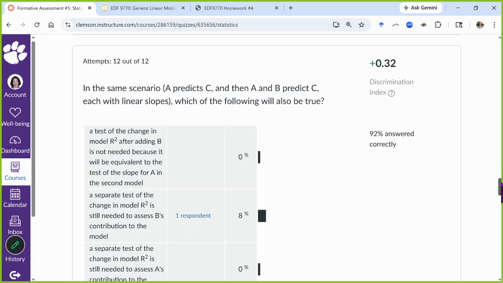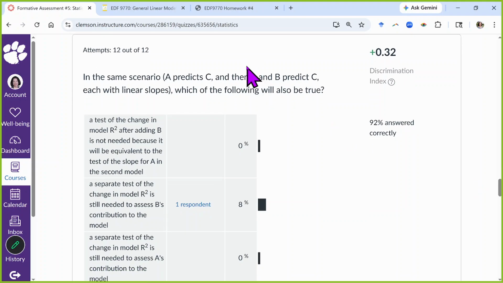But, anywho. Okay, same scenario. A predicts C, then A and B predict C with linear slopes. Which of the following will be true?